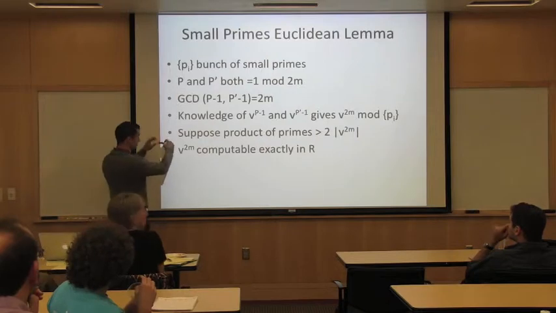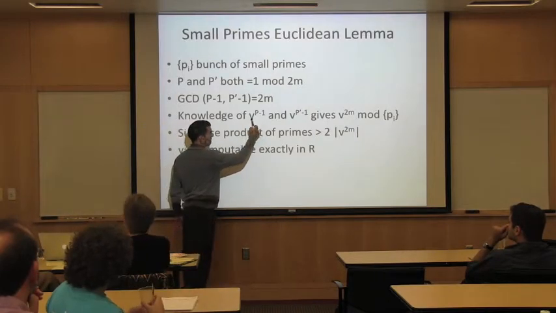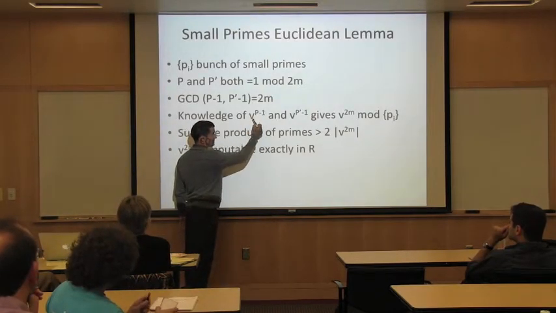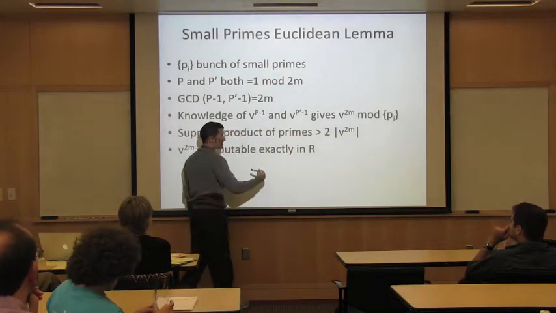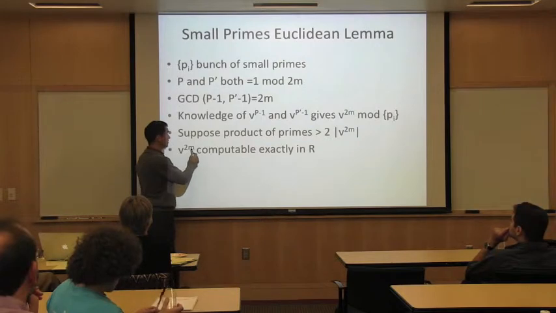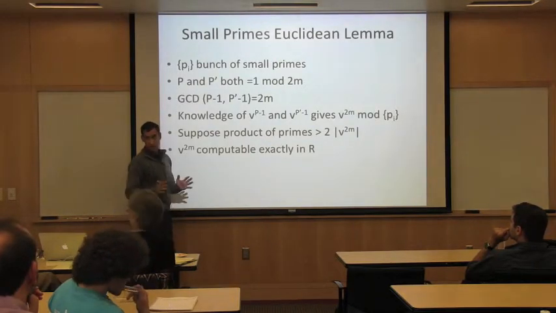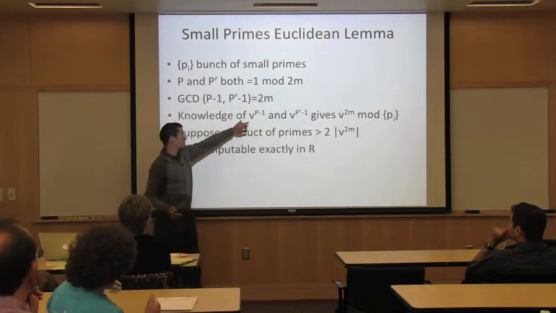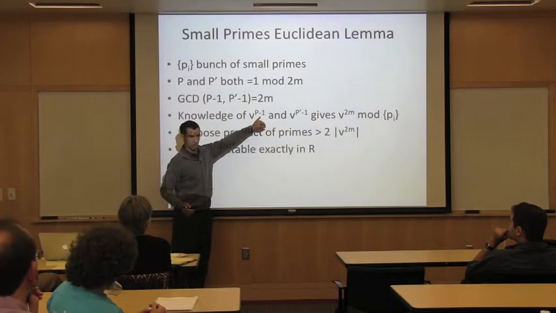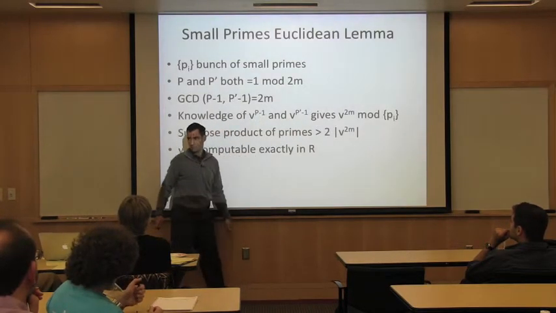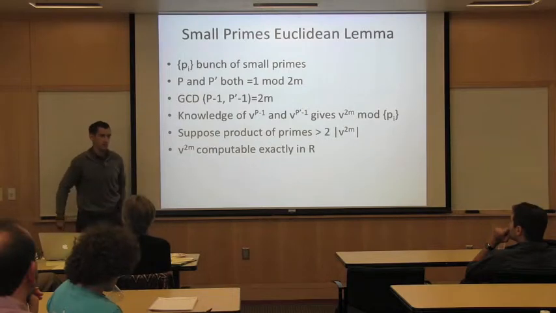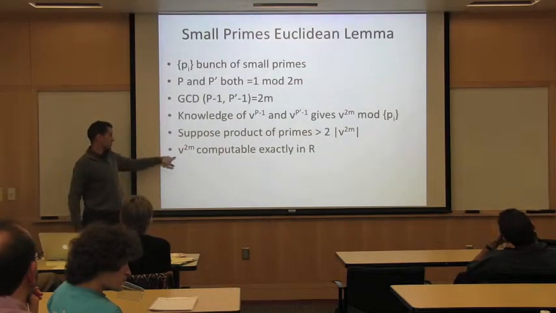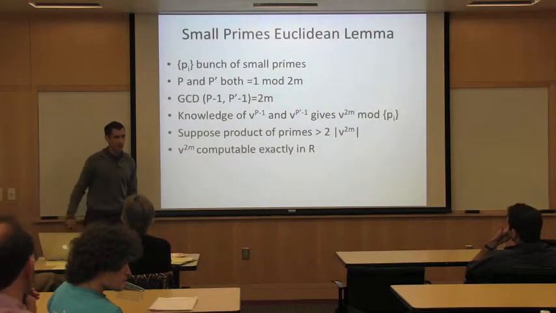This lemma is about using the knowledge of v to the p minus 1 and v to the p prime minus 1 modulo those small primes to actually get v to the 2m. Now you have to use the polynomial chains, which I'll show you how to get, to obtain v to the p minus 1 and v to the p prime minus 1 modulo the small primes. Once you had those in hand, this explains how you get v to the 2m. So that's the next lemma in our theorem.